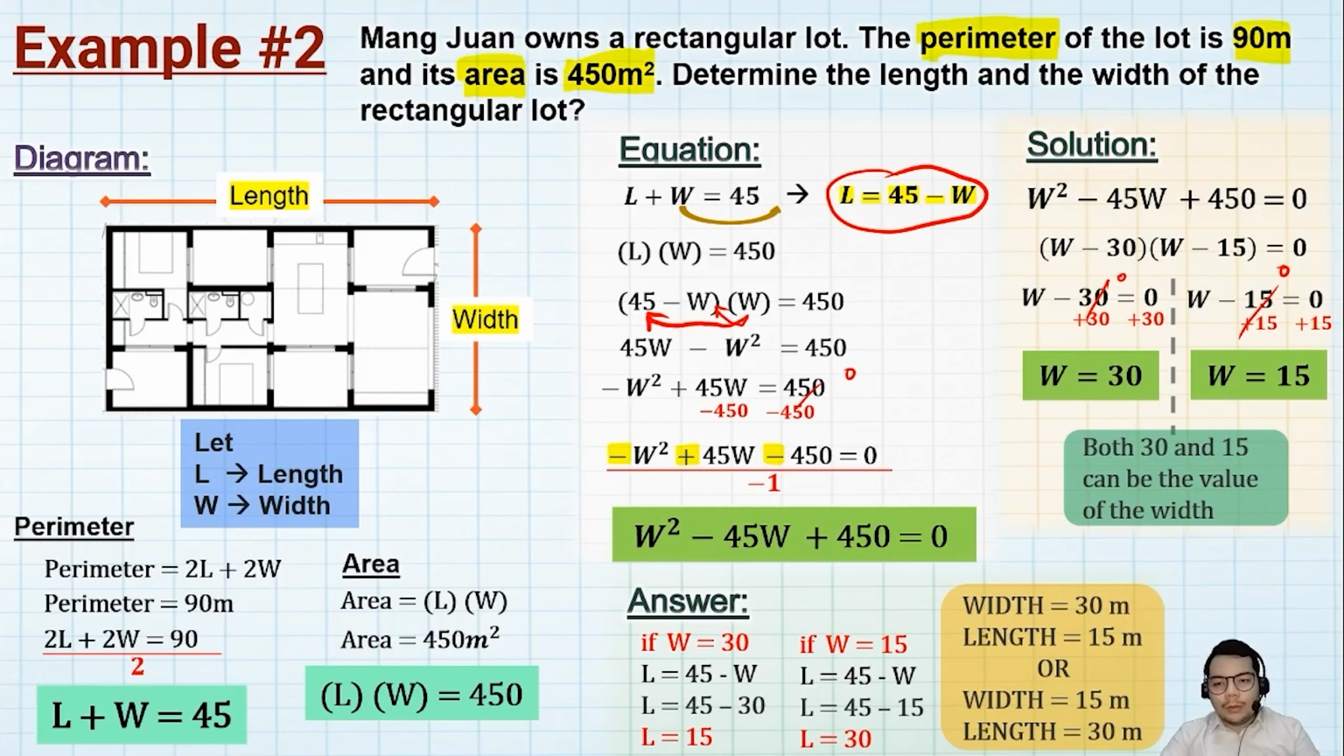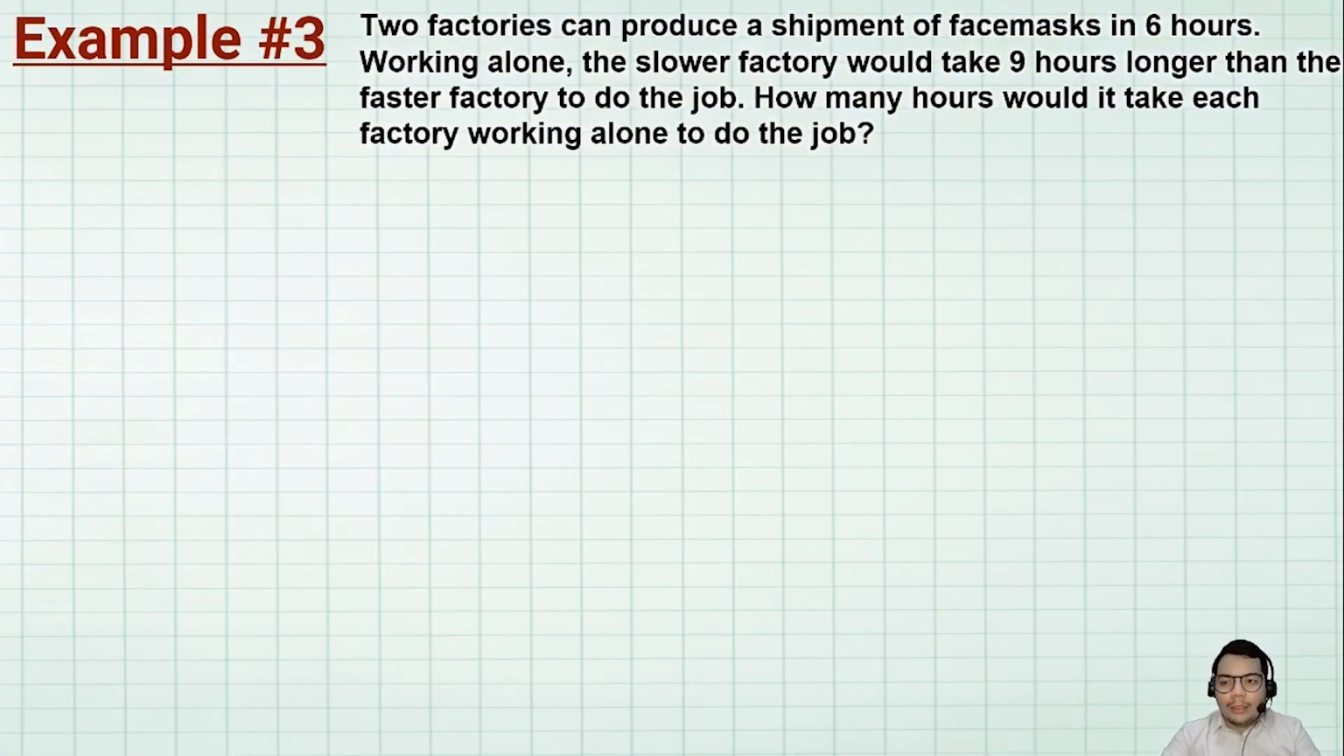Okay, let's have this third example and last. So example number 3. As we read, two factories can produce a shipment of face masks in 6 hours. Working alone, the slower factory would take 9 hours longer than the faster factory to do the job. How many hours would it take each factory working alone to do the job?